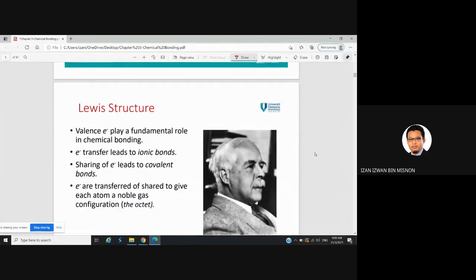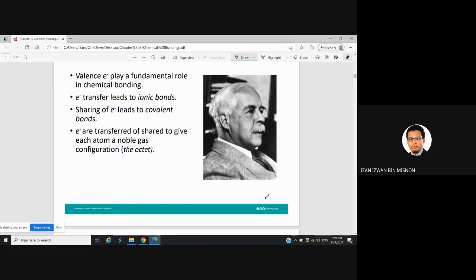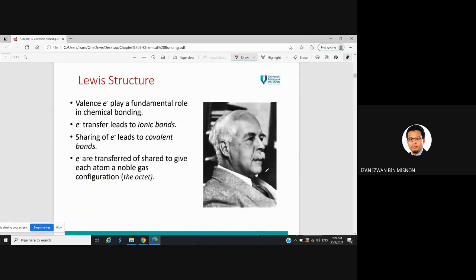The easiest way to draw the structure, or to represent the bonding that takes place, is through the Lewis structure. This comes from the scientist Gilbert Newton Lewis, G.N. Lewis. Valence electrons play a fundamental role in chemical bonding. Electron transfer leads to ionic bonding. The sharing of electrons leads to covalent bonding.